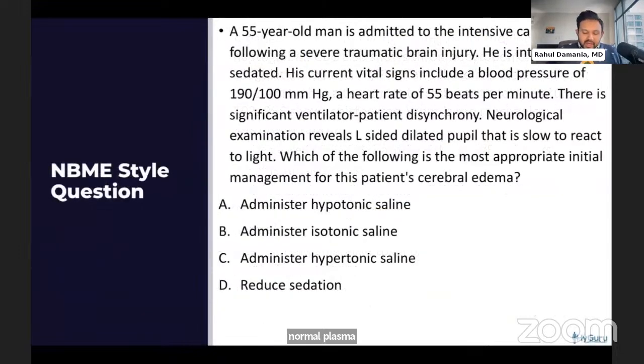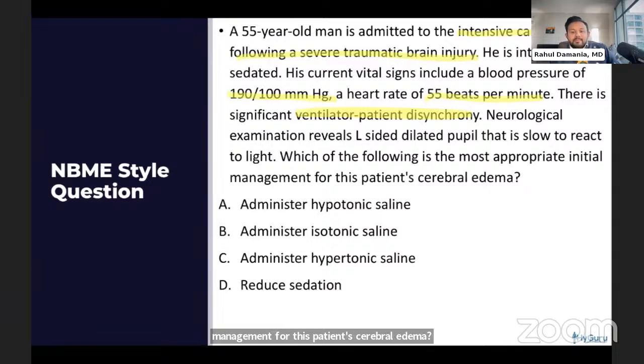All right, let's go ahead and go into this question. A 55-year-old man is admitted to the ICU following a severe traumatic brain injury. He is intubated and sedated. His current vital signs show very severe hypertension, heartbeat of 55 beats per minute, and significant ventilator-patient dyssynchrony. Neurological exam reveals a left-sided dilated pupil, so an unequal pupil that is slow to react to light. Which of the following is the most appropriate initial management for this patient's cerebral edema?